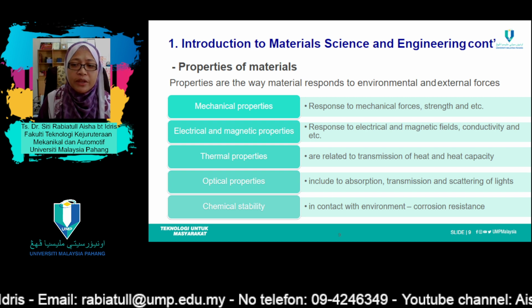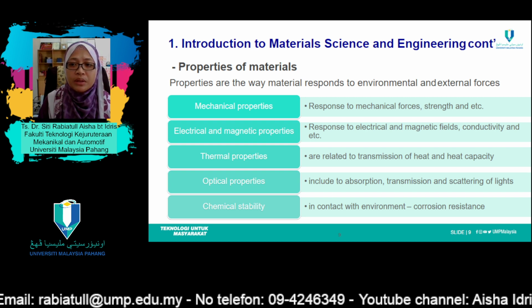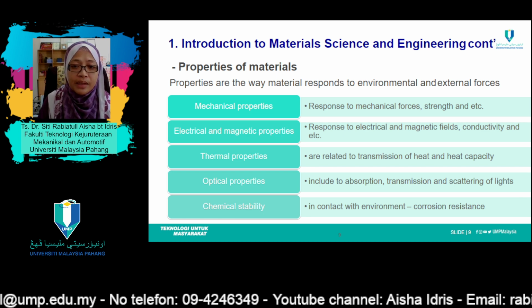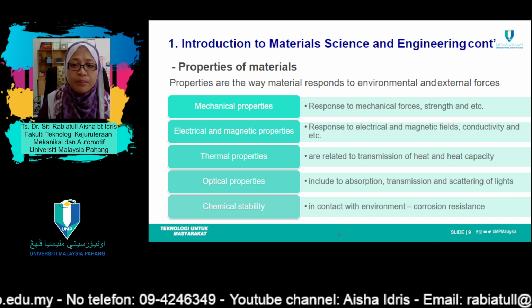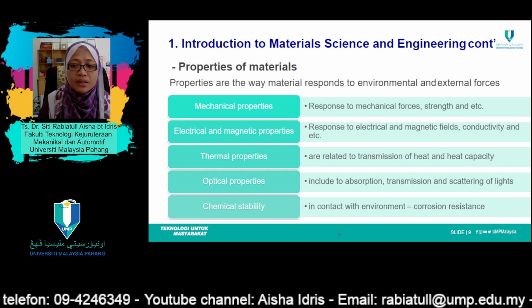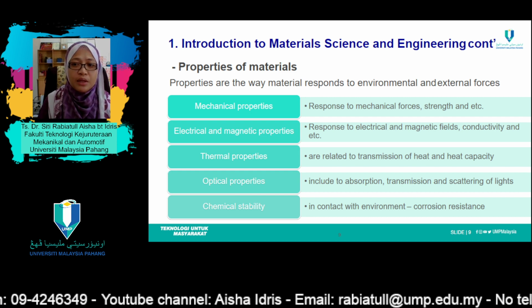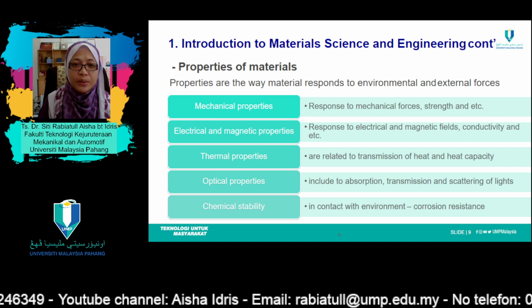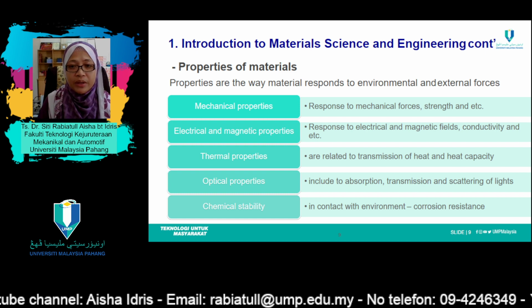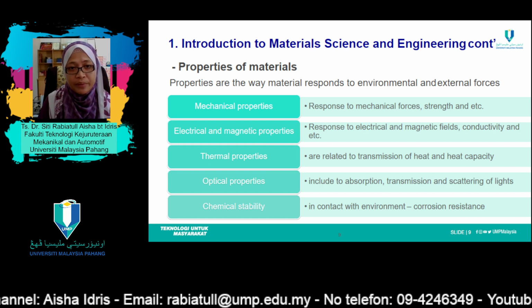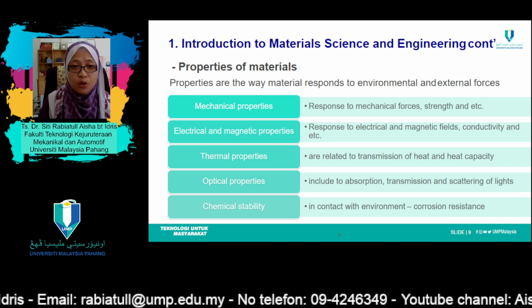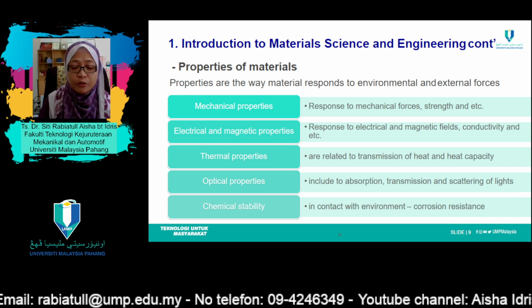Properties are the way a material responds to environmental and external forces. For example, mechanical properties, electrical and magnetic properties, thermal properties, optical properties, and chemical stability. All these properties will affect the final product of the materials. Different types of materials will have different types of properties, and therefore we need to know what types of materials we are going to use for different types of product.